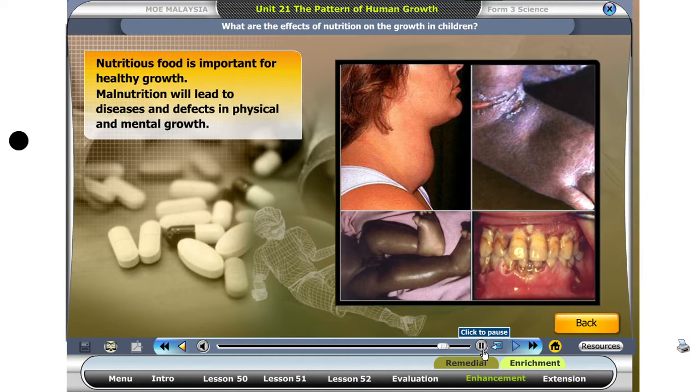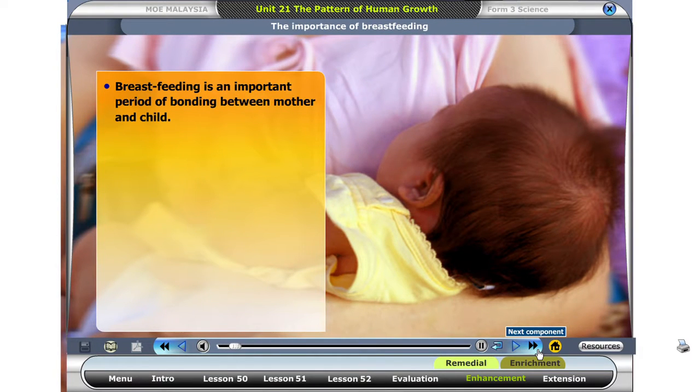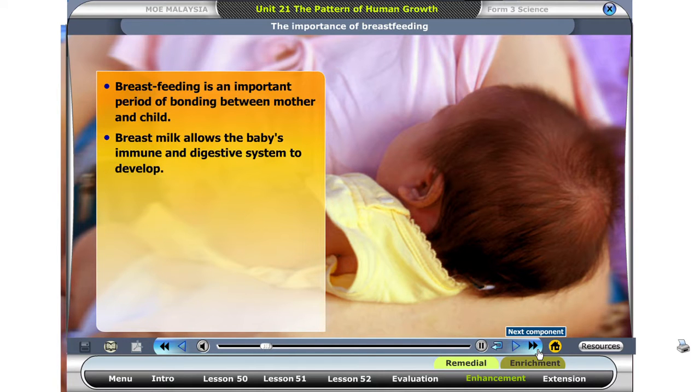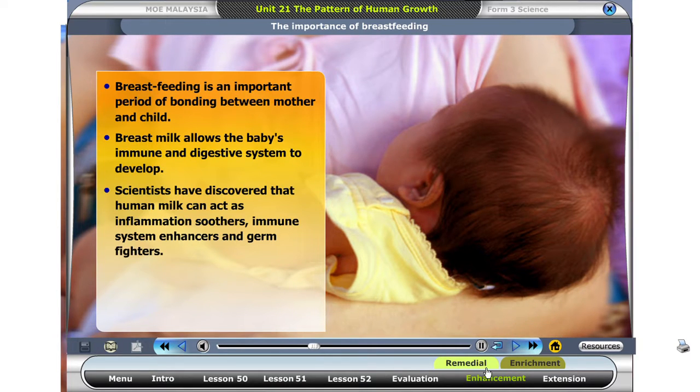Nutritious food is important for healthy growth. Malnutrition will lead to diseases and defects in physical and mental growth. Breastfeeding is an important period of bonding between mother and child. Breast milk allows the baby's immune and digestive system to develop. Scientists have discovered that human milk acts as an inflammation soother, immune system enhancer, and germ fighter.